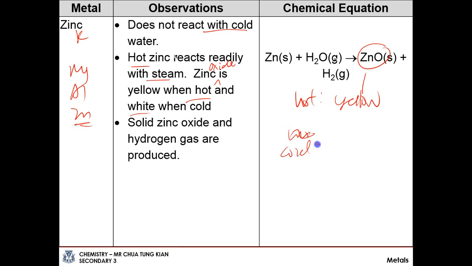Why is this observation important? Because sometimes the questions will say something reacts with something, and the product is yellow when hot and white when cold. So what could the product be? Having this knowledge of zinc oxide being yellow when hot and white when cold, you will be able to deduce straight away that the compound formed could be zinc oxide. Okay?